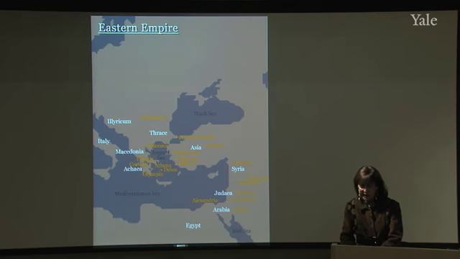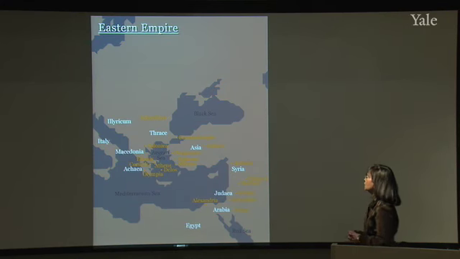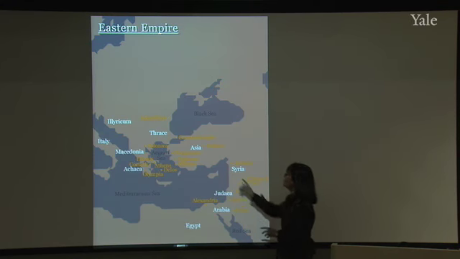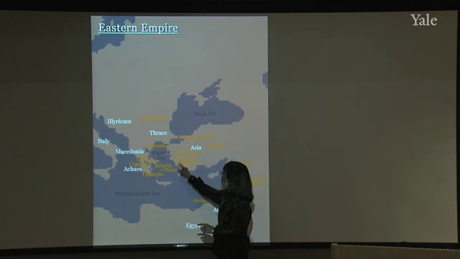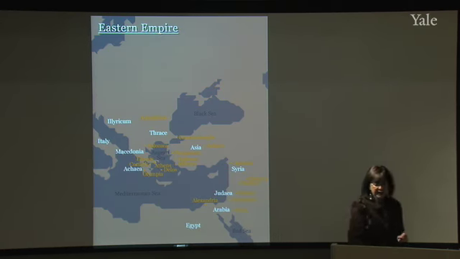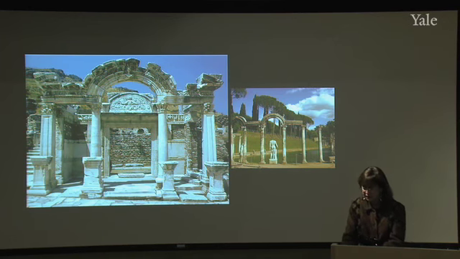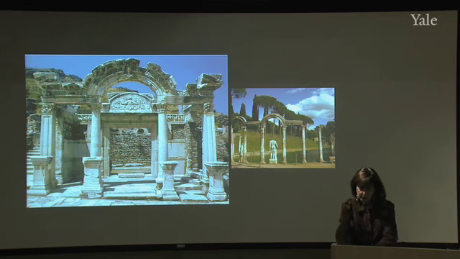Staying in the Eastern Empire, I want to go now to ancient Asia Minor, to two sites on the western coast of what is now Turkey, Ephesus and Miletus. And I want to begin in Ephesus to show you one building there of considerable interest, I think, in terms of its relationships to Rome.